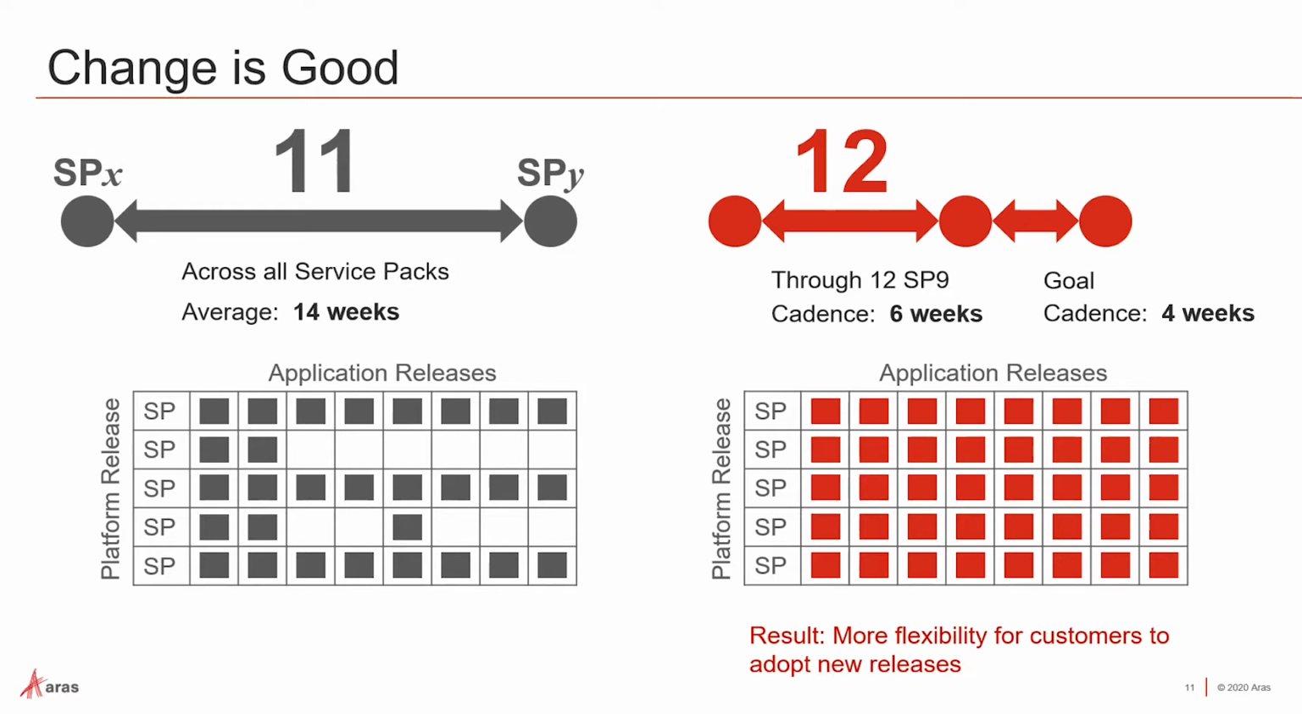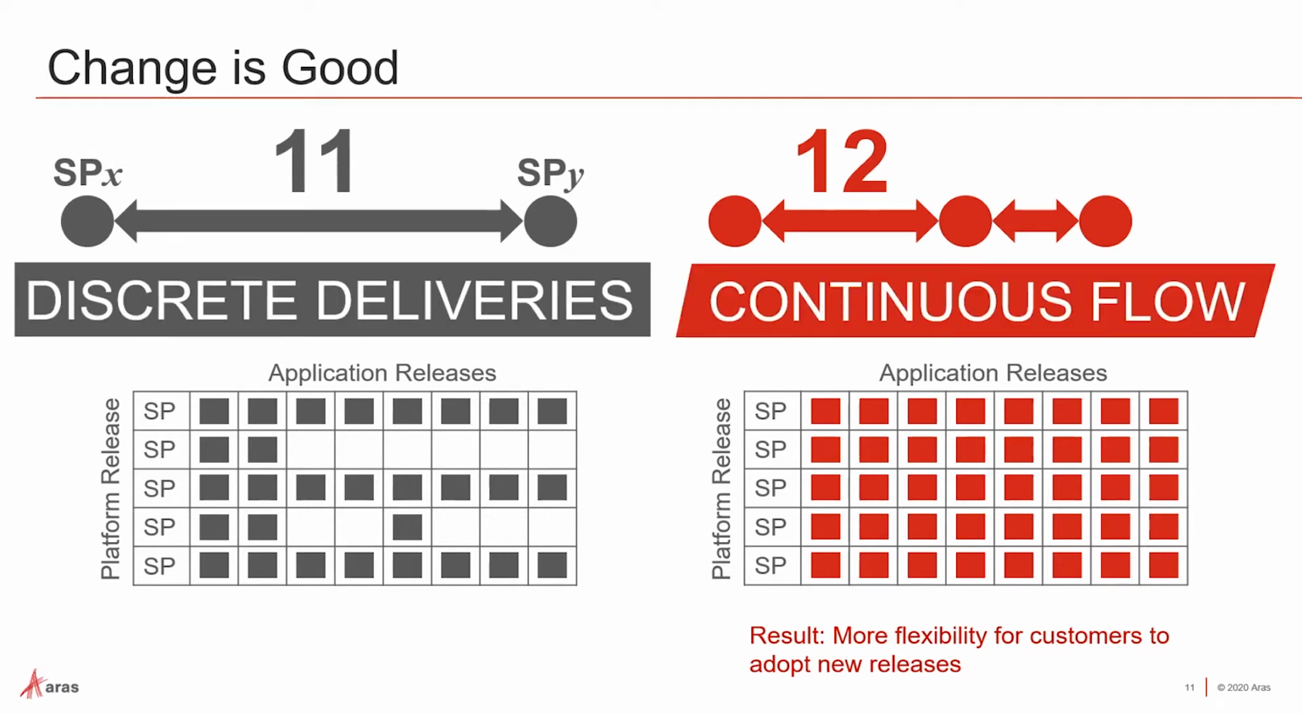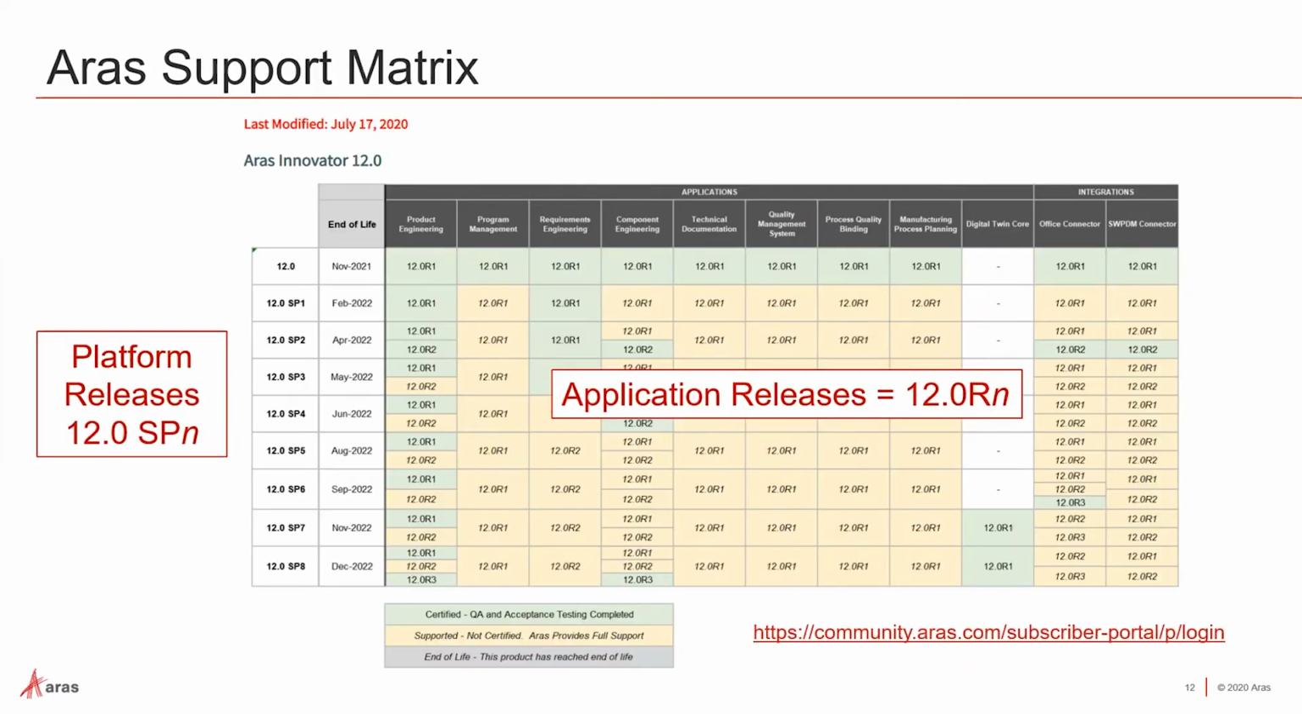So overall, from 11 to 12, we've moved from this world of discrete deliveries to a world of continuous flow of functionality. Let's look at the support matrix in more detail. This is the actual support matrix taken from our subscriber portal online, and what we're seeing is down the left edge are the platform releases, which are 12.0 and then the service packs such as 12.0 SP1, SP2, SP3, etc.